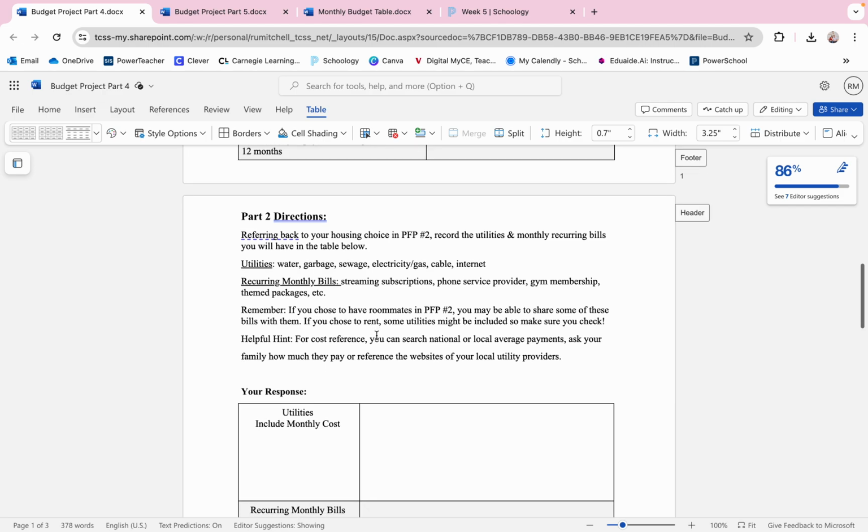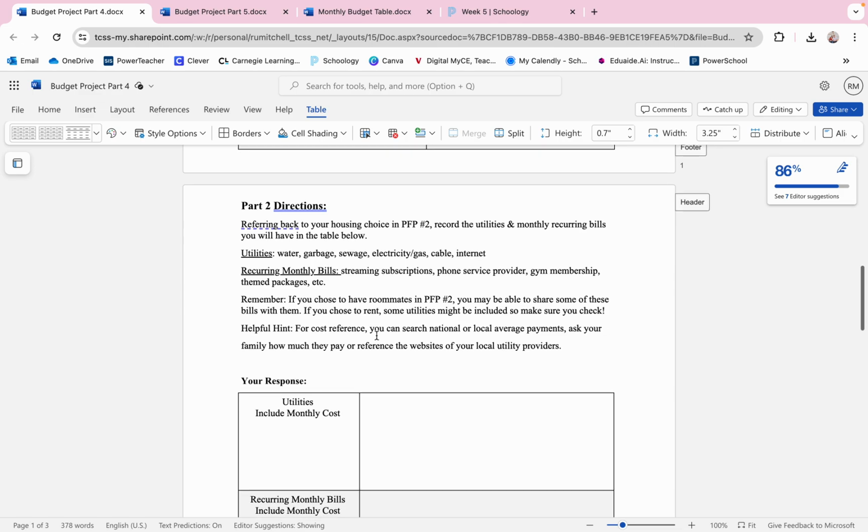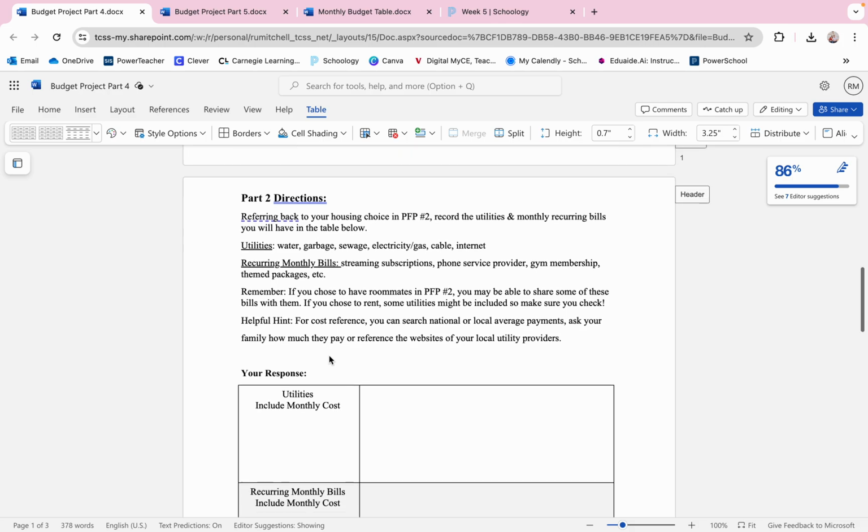If you choose to rent, some utilities may be included and you need to check. In the part 2 instruction videos, I told you to make sure that you're reading the descriptions on those listings and adding that into your pros and cons. So you may already know that information, you just need to go back and check. For cost reference, you can search national or local average payments and ask your family how much they pay, or reference websites of your utility providers.